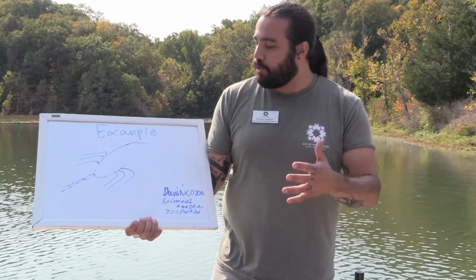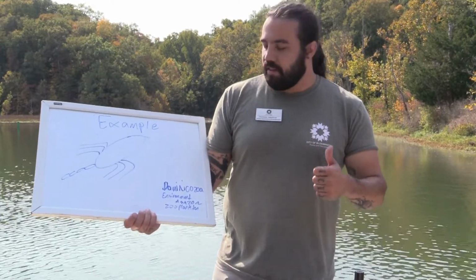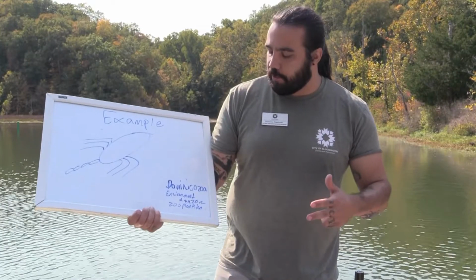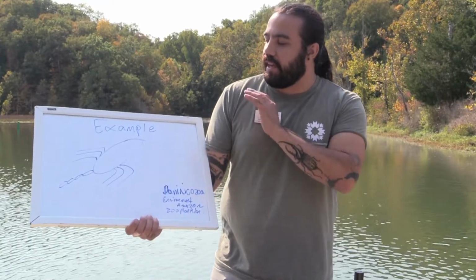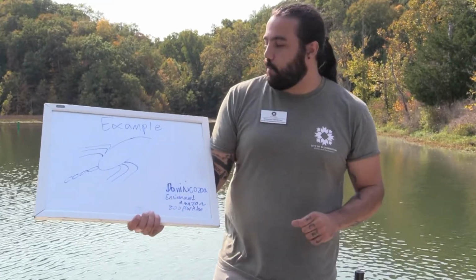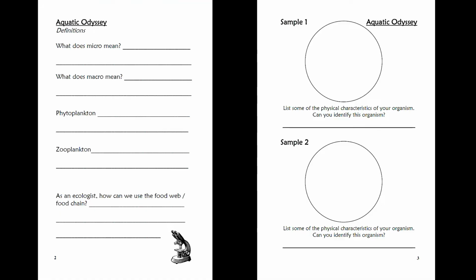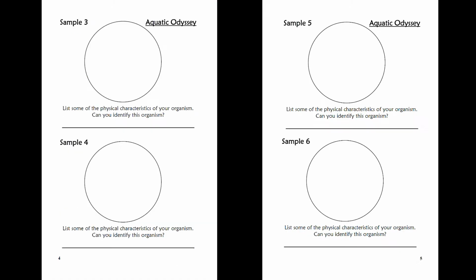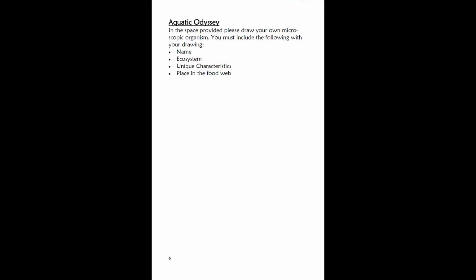So now it's time for you to draw yours. Make sure you give it a name, list its environment, tell me where it's at on the food web, and you can talk to me about any of its defining characteristics that you want to. At this point, you should have completed your student journal pages for this lesson.